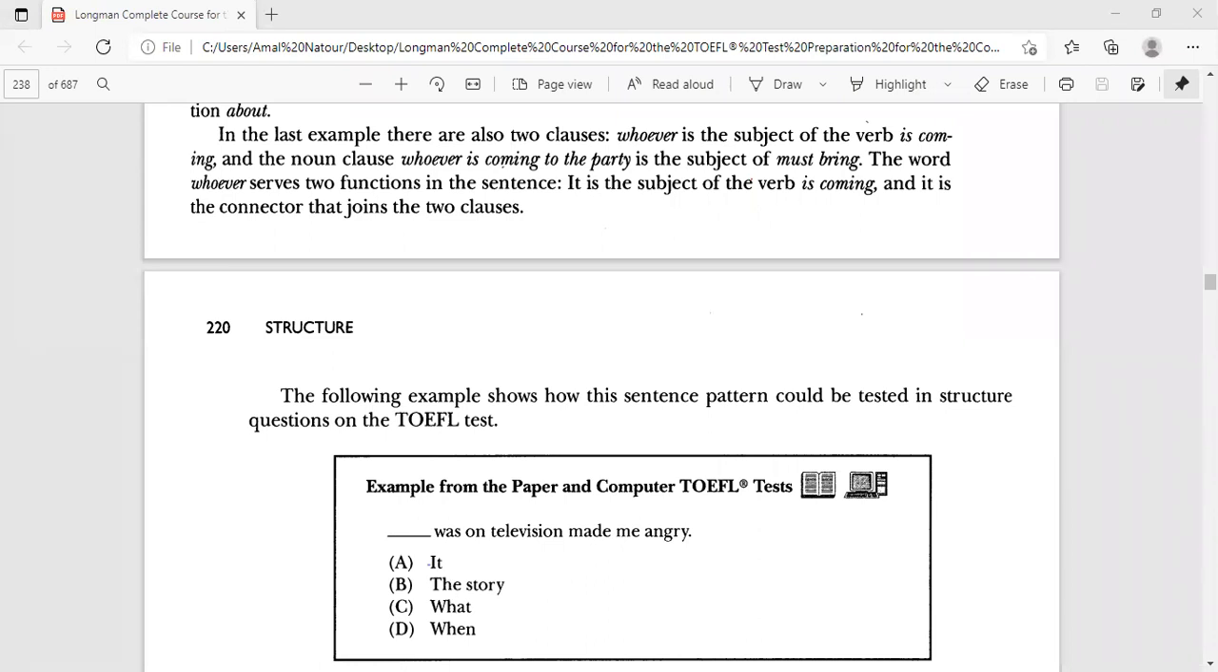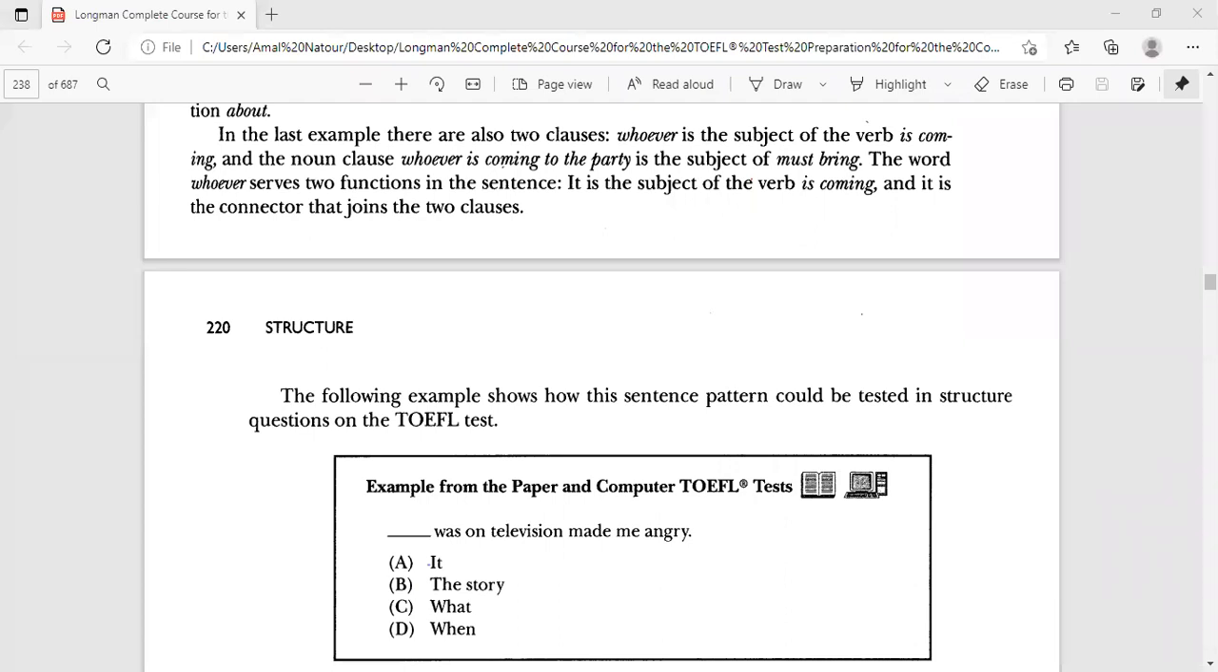Okay, let me explain it another time. In this example, you should notice immediately that there are two verbs, was and made. And each of these verbs needs a subject. Answer A and B are incorrect. Why? Because it and the story cannot be the subject for both was and made at the same time. Answer D is incorrect too. Why? Because when is not a subject. When cannot play the role of a subject.